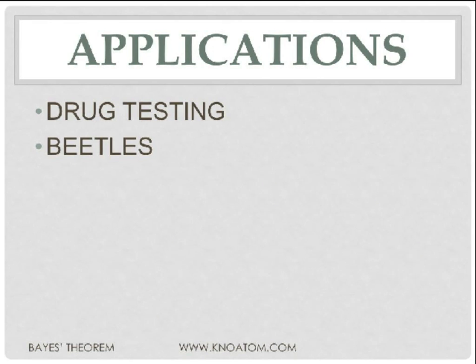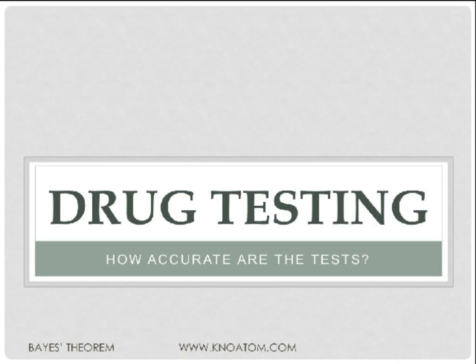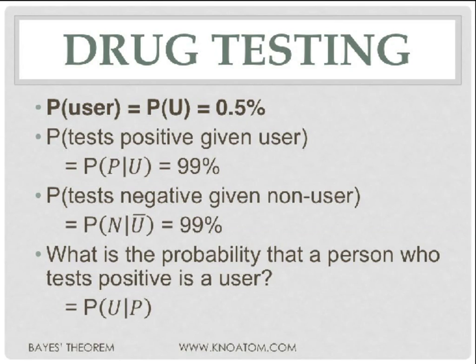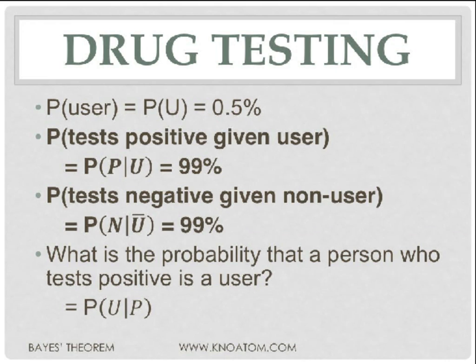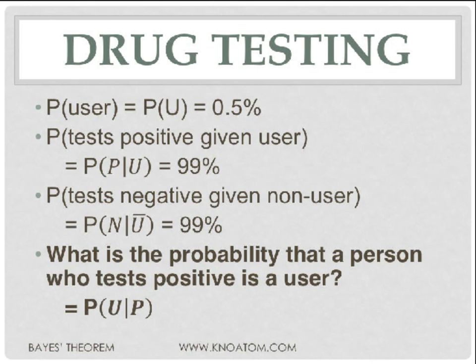Now we'll see how Bayes' theorem works with real-life applications. For drug testing, Bayes' theorem helps us see how accurate the tests are. Let's say the percent of people who use a certain drug is 0.5% of the population. The test in question tests positive 99% of the time given the person is a user, and tests negative 99% of the time given the person is a non-user. With these probabilities, what is the probability that a person who tests positive is actually a user?